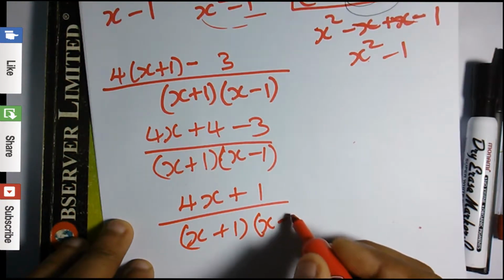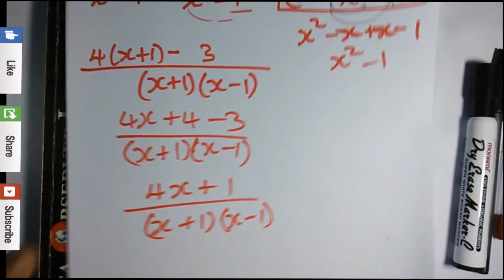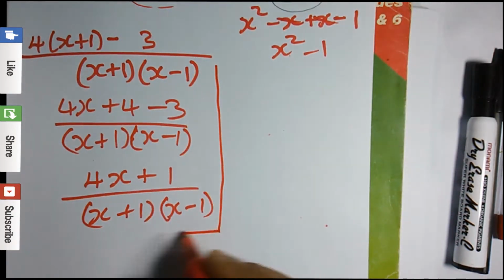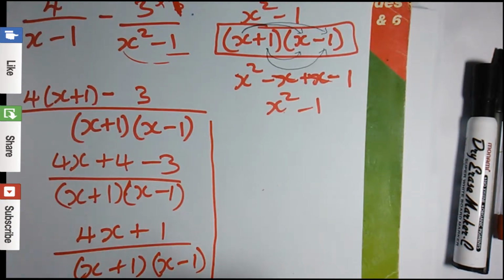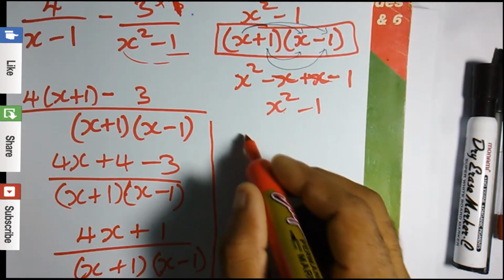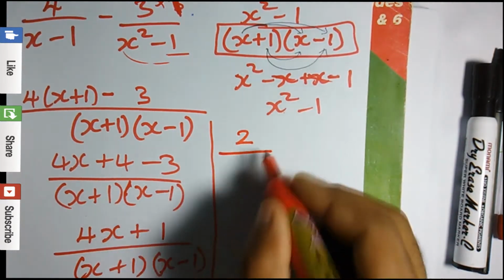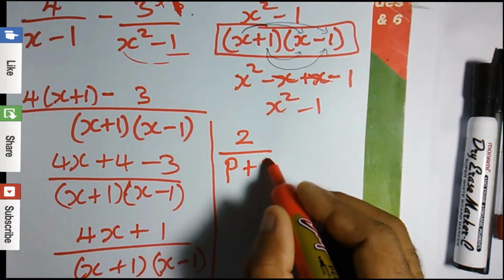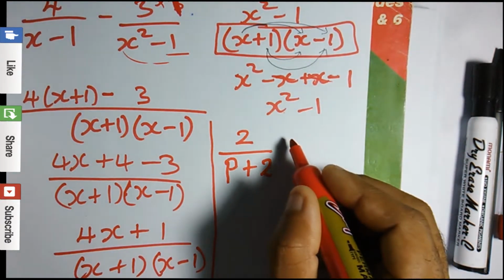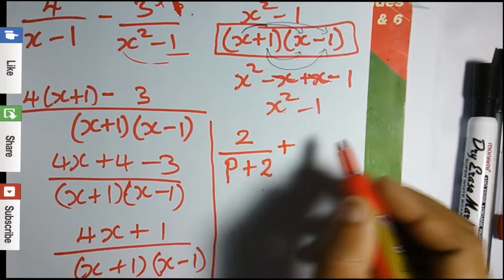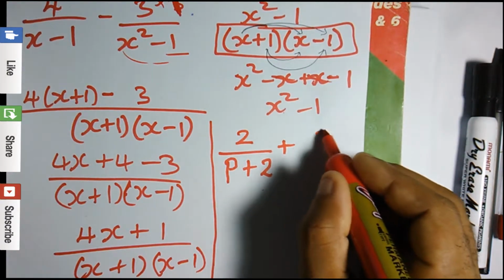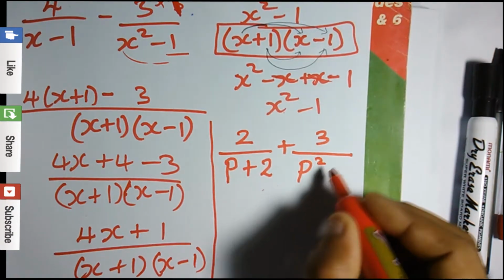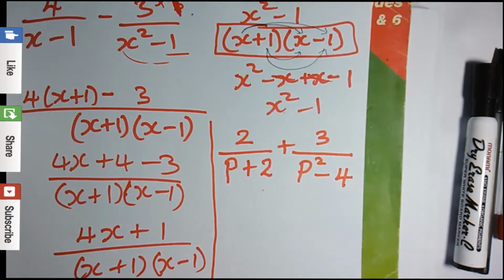So I'm going to do another question based on this application so that probably you can understand it a bit better. So let's say we had 2 over p plus 2 plus 3 over p squared minus 4.